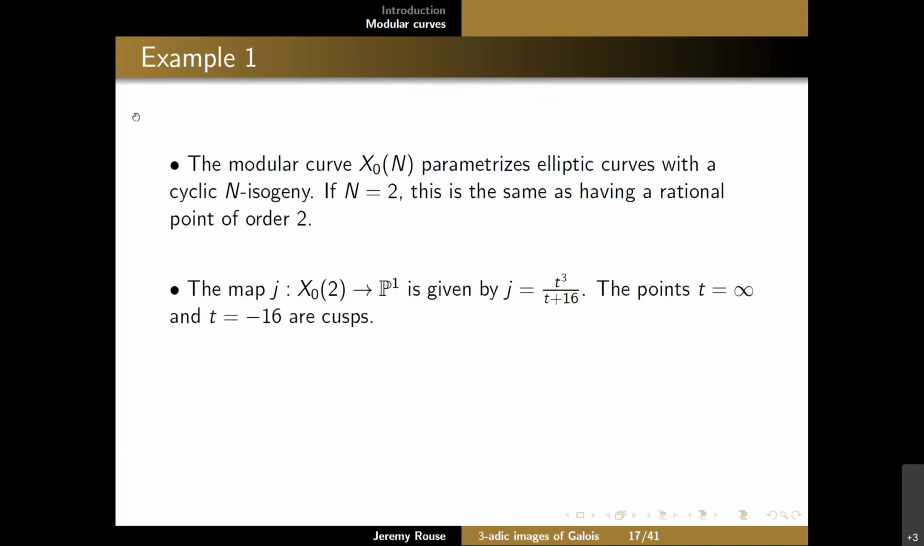This might look slightly different than models for X0(2) that you have discovered in the past. This is the one that comes out of my work with David Zureick-Brown on the p-adic classification.